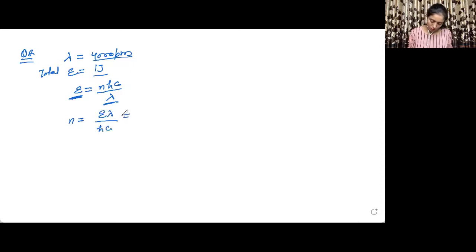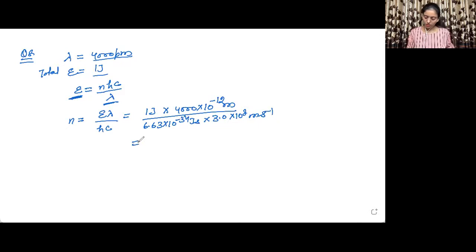So it is equal to, energy has value 1 joule. Lambda is 4000 into 10 raised to the power minus 12 meter upon h is 6.63 into 10 raised to the power minus 34 joule second into 3.0 into 10 raised to the power 8 meter per second. So this is the equation that we have got, and we can now make the calculations.